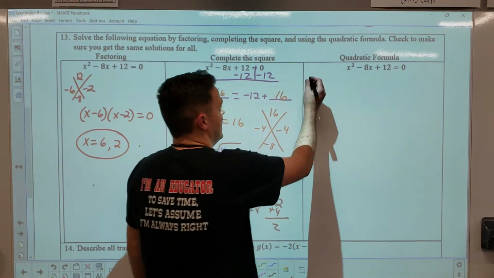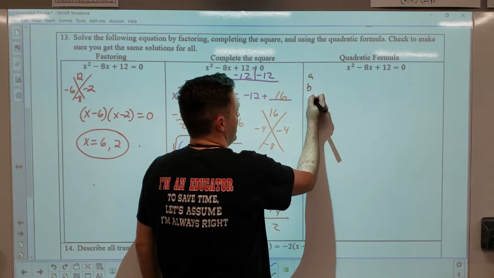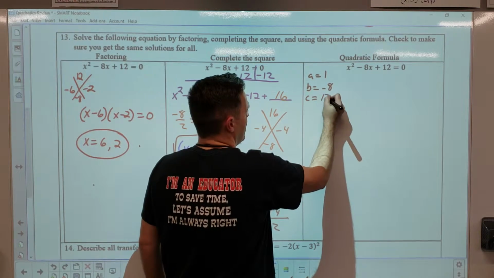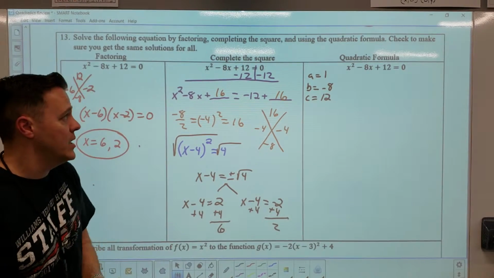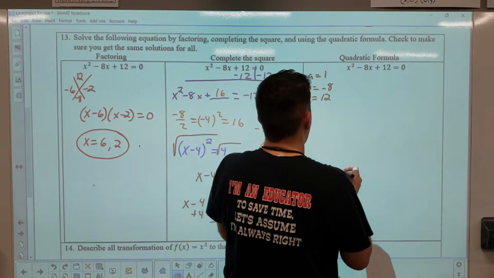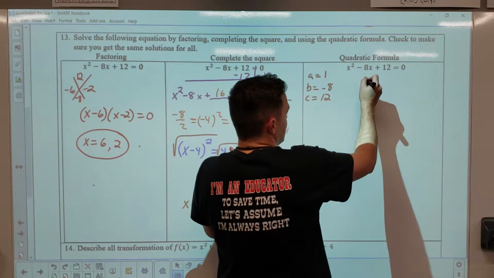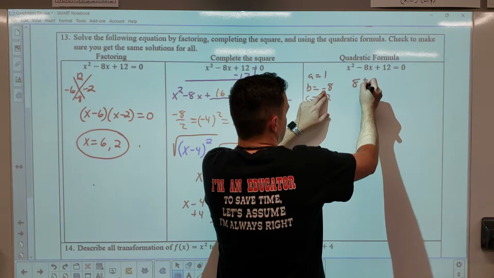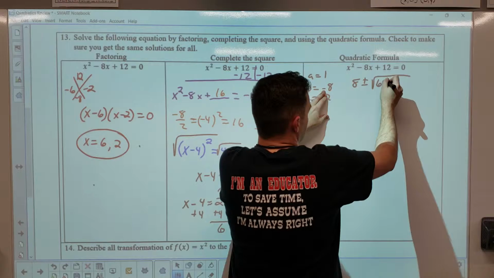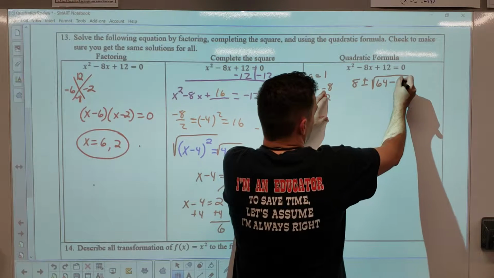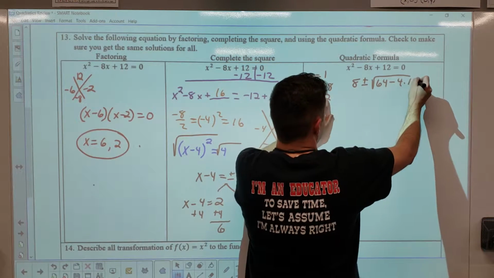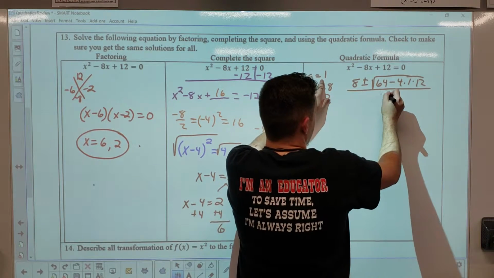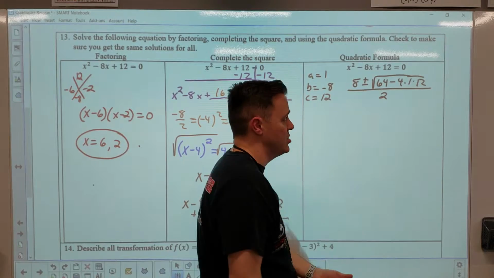Quadratic formula, same setup, just a little bit harder math. A, B, C: 1, negative 8, and 12. So when you do the same setup, okay, do the formula. The formula I have above. So this is going to be negative b, so it's going to be 8 plus or minus the square root of 64, because that's b squared, minus 4 times a times c, all over 2, okay, because it's 2 times a, so it's 2.